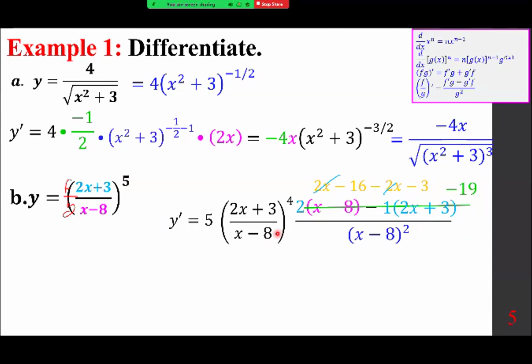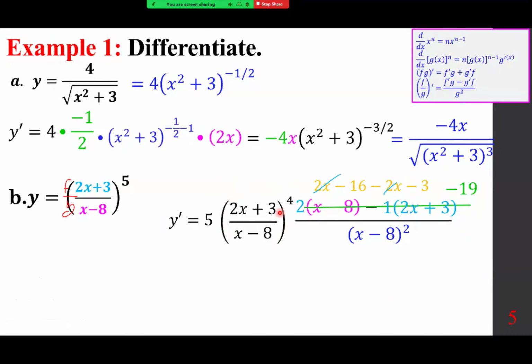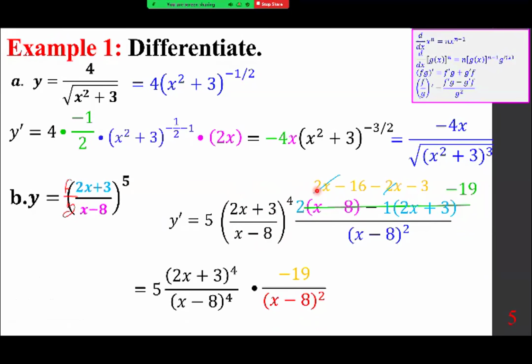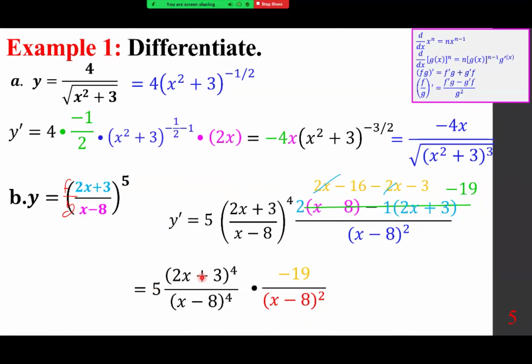However, just to make sure we understand what this is, 2x plus 3 to the power of 4, as well as x minus 8 to the power of 4, makes it easier now when we want to write the final answer. In the numerator, we have this one, and this one. The product of these two is negative 95, 2x plus 3 to the power of 4. The product of these two is x minus 8 to the power of 4 plus 2, or 6. So we write this to make it easier to understand the final answer.